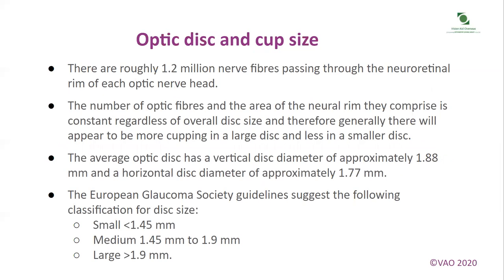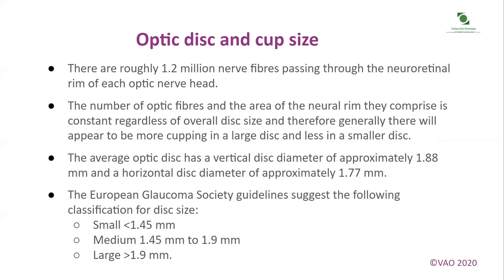Optic disc and cup size. There are roughly 1.2 million nerve fibers passing through the neuroretinal rim of each optic nerve head. The number of optic fibers and the area of the neural rim they comprise is constant regardless of overall disc size, and therefore generally there will appear to be more cupping in a large disc and less in a smaller disc. The average optic disc has a vertical disc diameter of approximately 1.88 millimeters and a horizontal disc diameter of approximately 1.77 millimeters.